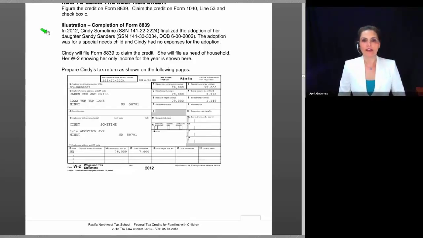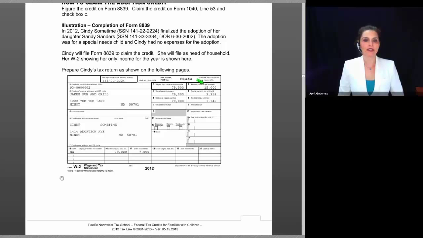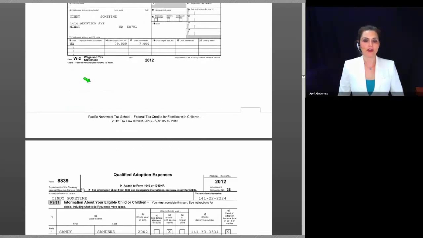Cindy Sanders finalized the adoption of her daughter, Sandy Sanders. The adoption was of a special needs child, and Cindy has no expenses for the adoption. Cindy will file Form 8839 to claim the credit, and she will file as head of household. Her W-2 shows her only income for the year, and it's $79,000 with $15,000 of withholding. Go ahead and prepare her return as follows.